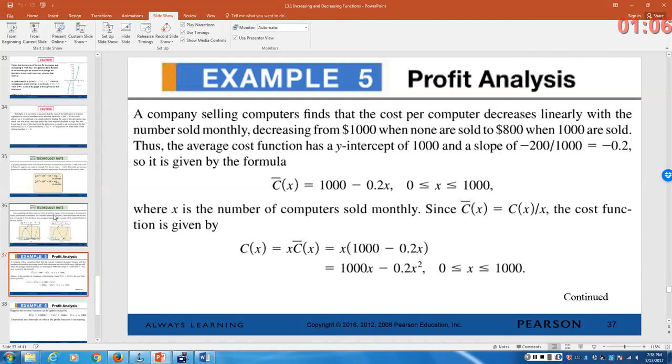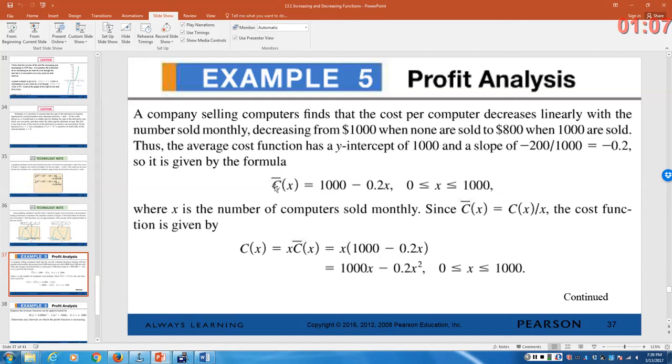Now what that means is that $1,000 when none are sold, that's the point (0, 1,000). 0 computers, $1,000. That's a y-intercept. That's b. And since the price decreased by $200, 1,000 minus 800, when you sold 1,000 computers, then the slope is negative 200 over 1,000, or negative 0.2. So your average cost function is right here.